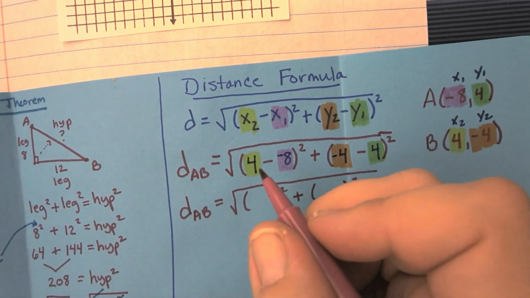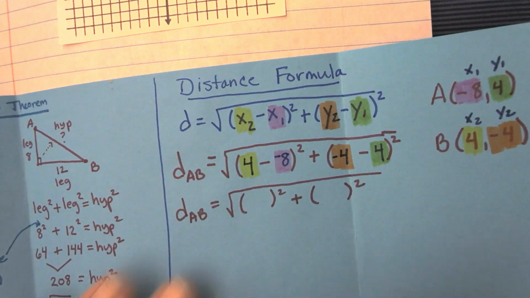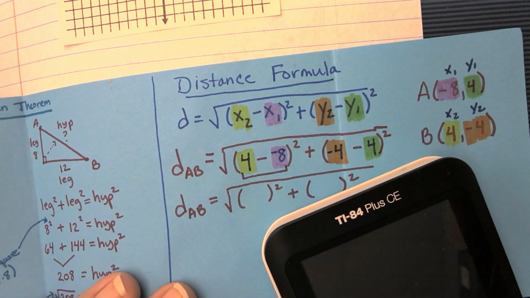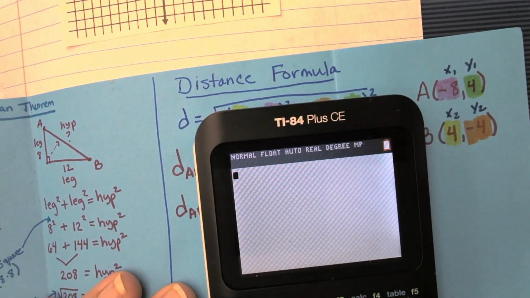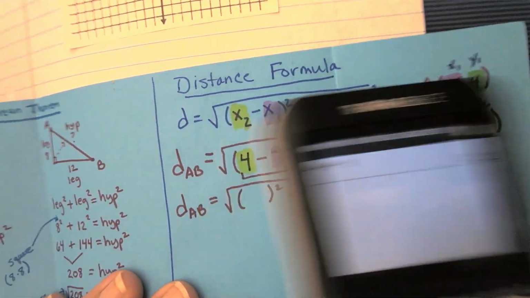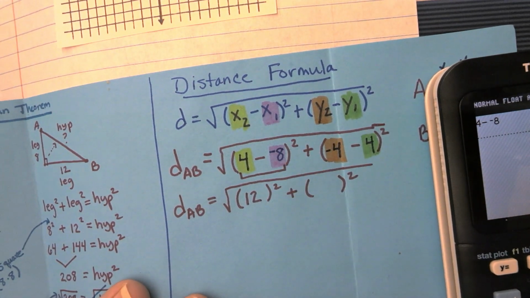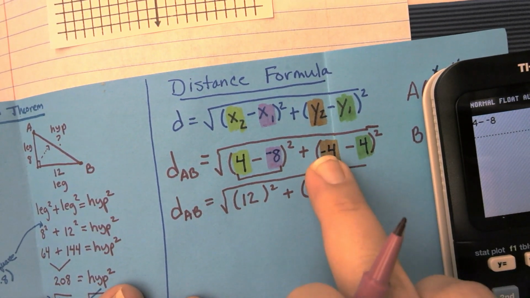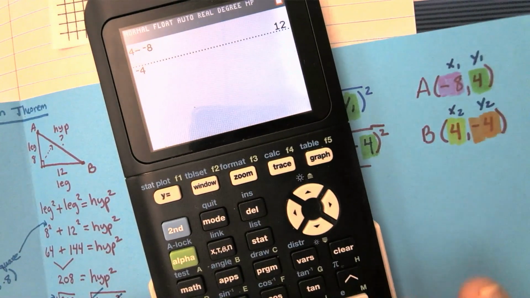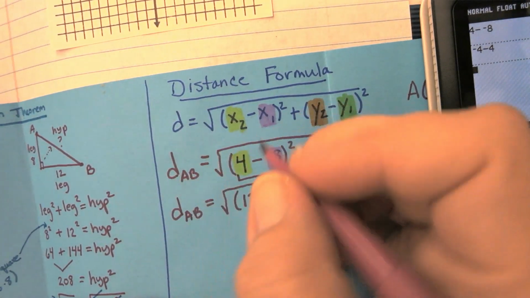So I'm going to pick up my calculator. The way I'm going to get what goes in that parenthesis is I'm going to type this in my calculator. 4 minus -8. 4 subtract -8. And I get 12. So this parenthesis is now just 12. Same thing on the other side with -4 minus 4. -4 minus 4. -8. So in this parenthesis, I'm going to put a -8.